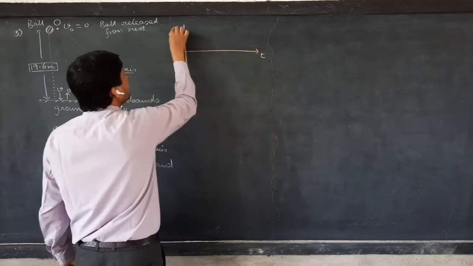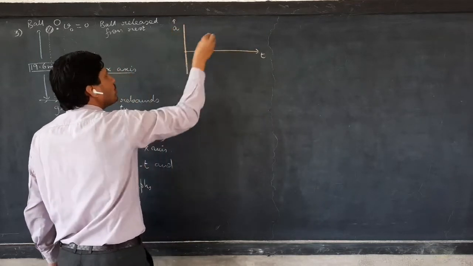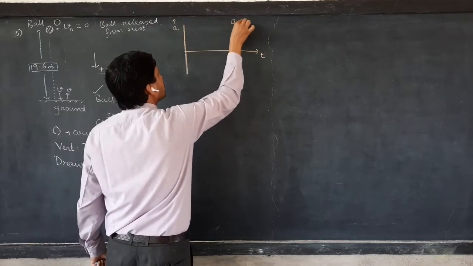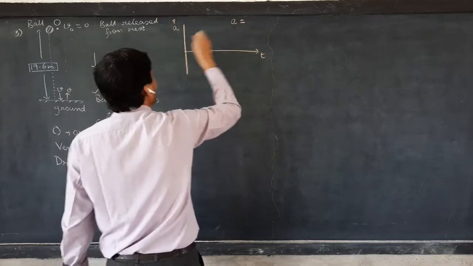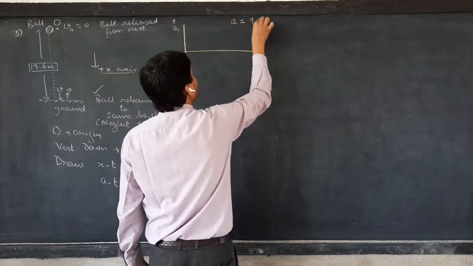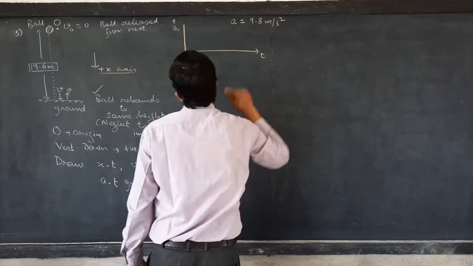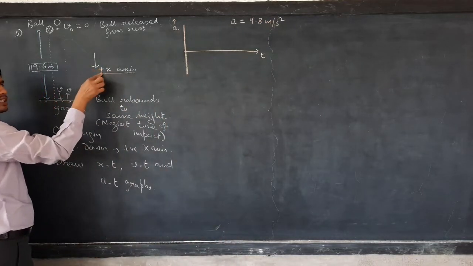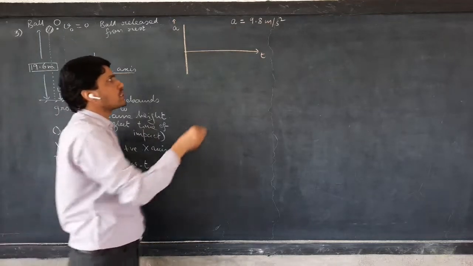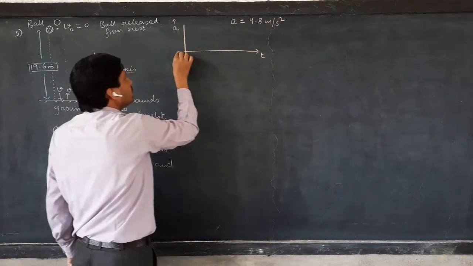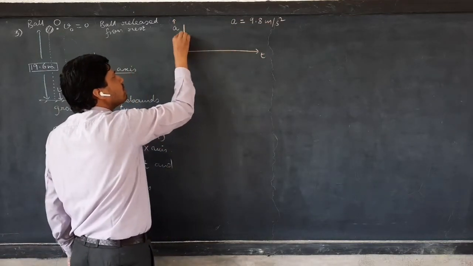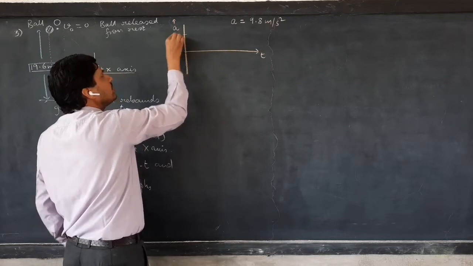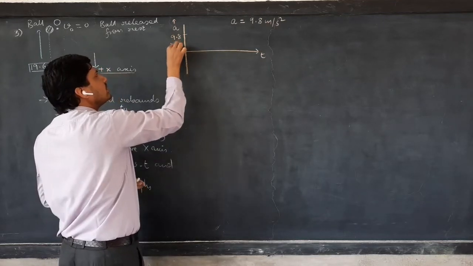This is time, this is acceleration. Now, before we plot the graph, what is the value of acceleration? Suppose we take it as 9.8 meters per second square. Now, you know acceleration due to gravity is in downward direction, and downward direction is to be taken as positive as per the convention in this question. This will be positive. So this is 0. So plus 9.8 will be somewhere here, suppose, meters per second square.